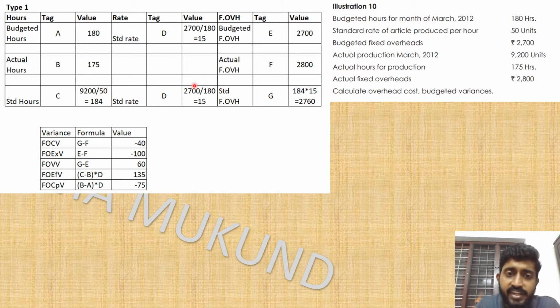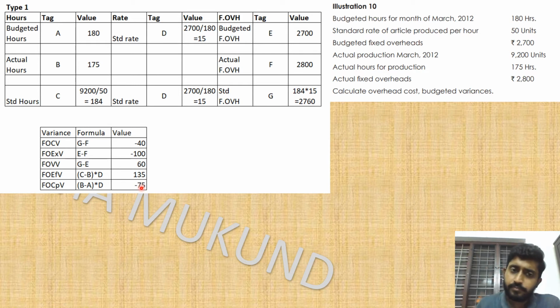So the only pending item is the standard fixed overheads, which we can easily find. 184 multiplied by 15: standard hours multiplied by standard rate is the standard fixed overheads. We can calculate it as 2750. I have just applied this formula and found the variances. It is as simple as that. Just fill the data into the matrix and plot the variances.